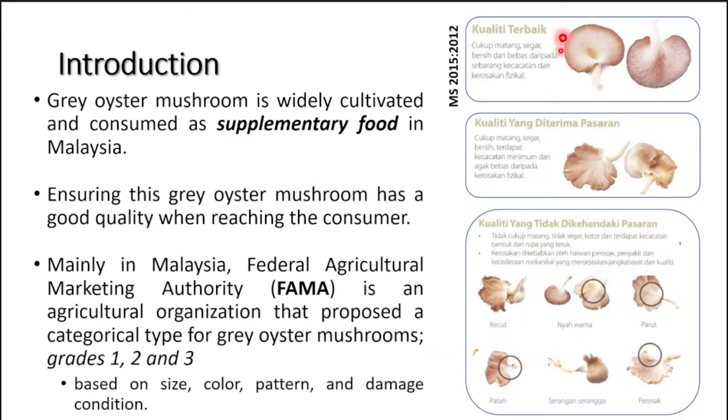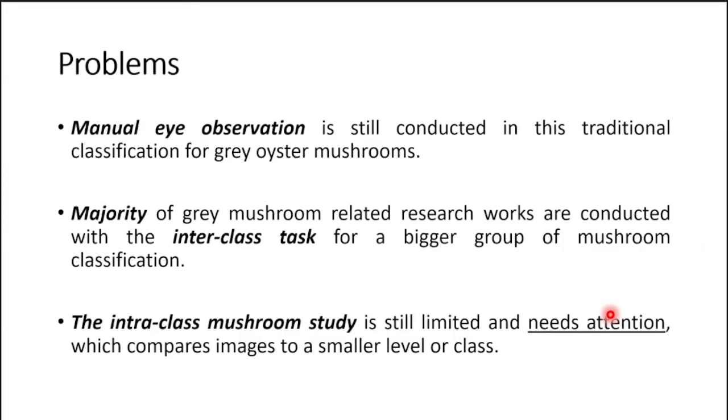Okay, right. So what we have here is grade number 1, 2 and 3. Normally the grey oyster mushroom is categorized by its size, color, pattern and damage condition from the images itself.